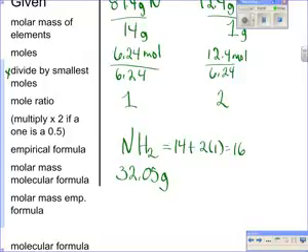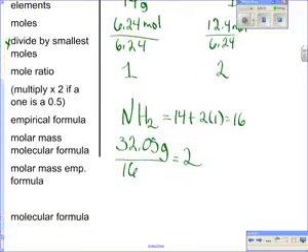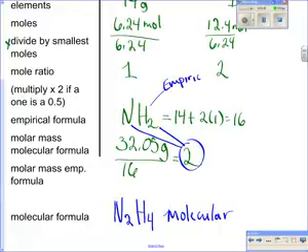So then if I take the molar mass of the molecular formula divided by that molar mass of the empirical formula, which is 16, notice it's set up nice, that this is equal to 2. To figure out my molecular formula, I take my empirical formula, which is NH2, and I'm going to take that 2 and multiply it by each one of those subscripts. So I'm going to end up with N2, and then 2 times 2 is 4, H4. So that's my molecular formula, and this is my empirical formula. And that's how we work these problems.